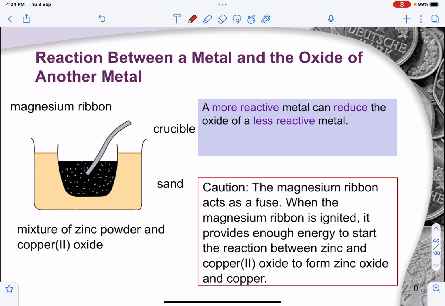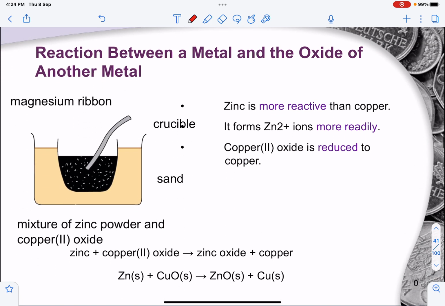So for example, the magnesium ribbon acts as a fuse, and when the magnesium ribbon is ignited, that means we light it with fire, it helps to provide energy to start the reaction between zinc and copper 2 oxide to form zinc oxide and copper. This is because zinc is generally more reactive than copper, and it's able to form the zinc ions more readily, whereas copper 2 oxide is then generally reduced to copper.